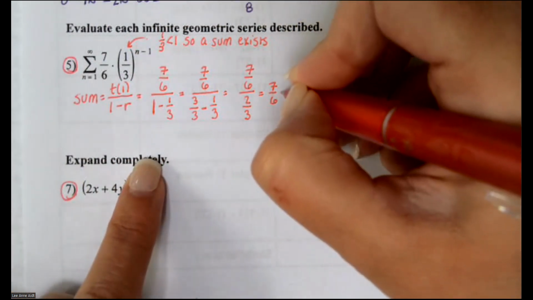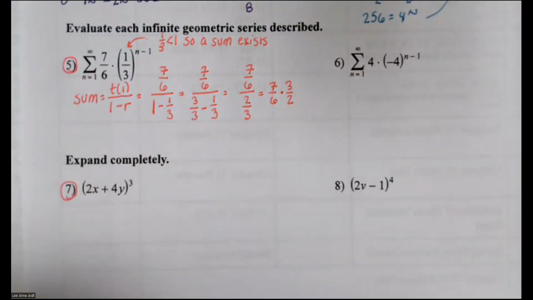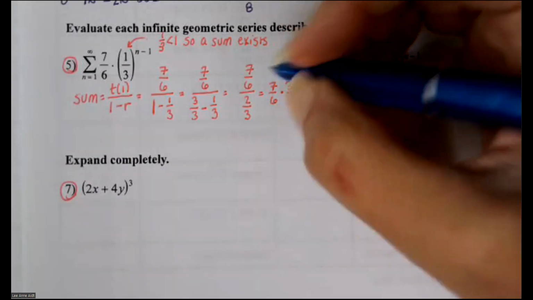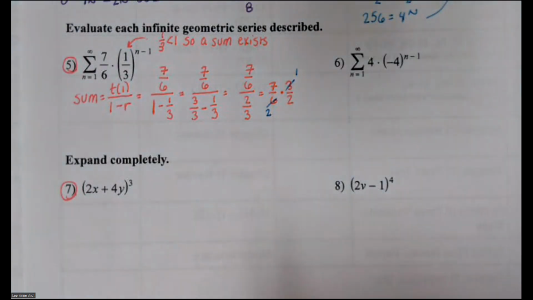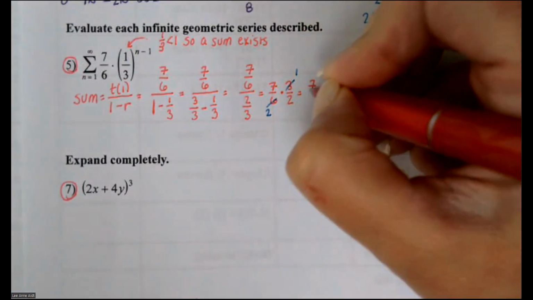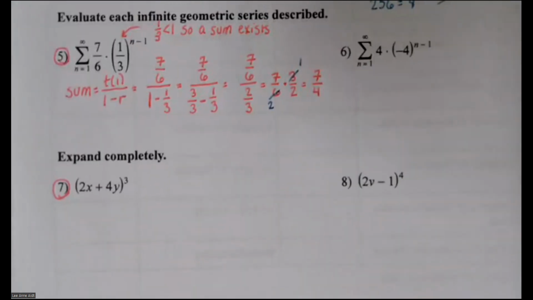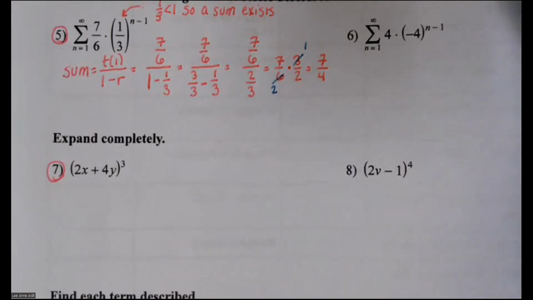Keep, change, flip. Okay, and now because we're in the middle of the rational expressions chapter, I'm going to cancel this diagonally because I can. So I see 3/6 reduces to 1/2, which gives me a final answer of 7/4. Any questions about number 5?